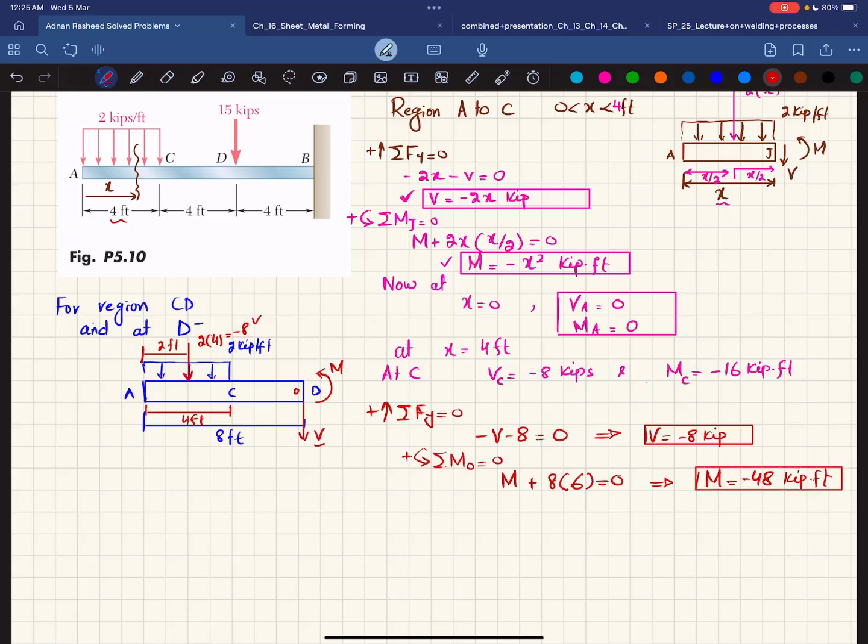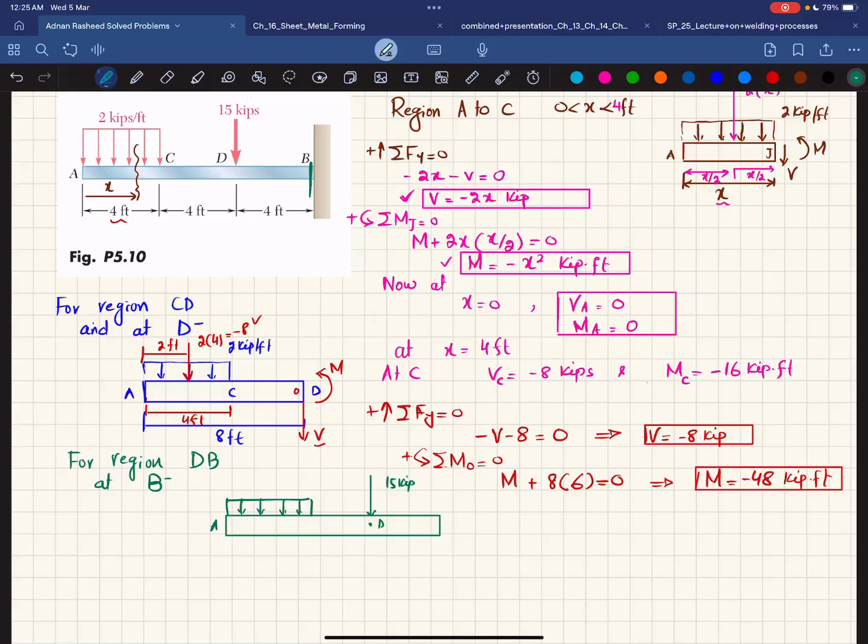Okay. Now for region DB, I will write here using another color, for region DB and at B negative. Now B negative means somewhere here. So what you will do is cut the beam and draw the free body diagram. It will be like this. This is your point A. From A to C you have the distributed load, again the same thing. And this is your point D, where you have a point load of 15 kips.